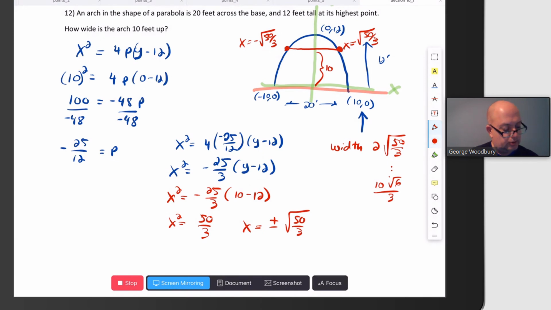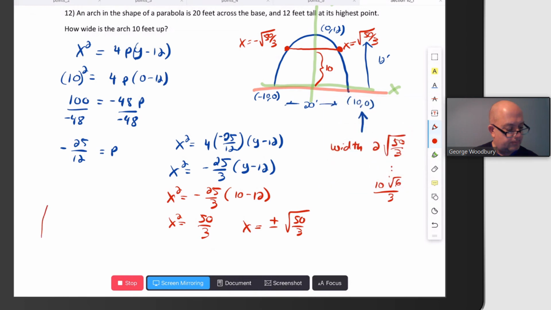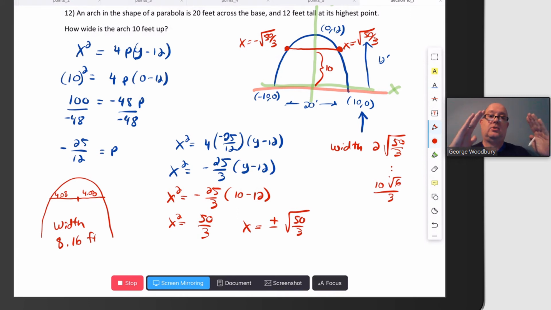So just resketching the graph. It's 4.08 in each direction. The width would be 2 times that, or 8.16 feet. So we can see it was 20 feet wide at the base. As we get close to the top, it's really come in a bunch, right? Only 8.16 feet.